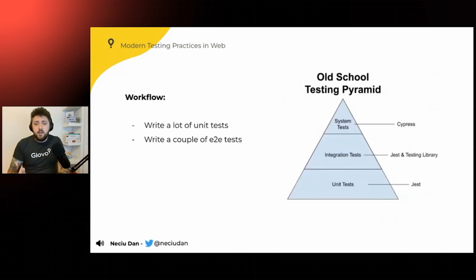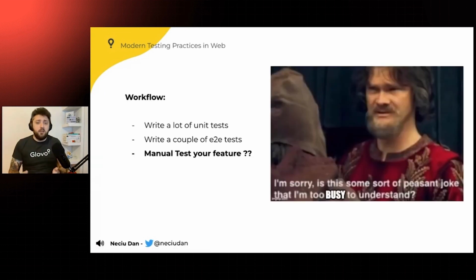And when I joined this company, I asked my buddy who was in charge of my onboarding, hey, how are we going to do this? How is the workflow inside the company? And they said, hey, you're just going to have to follow the old testing pyramid. You're going to write a lot of unit tests. You're going to write a couple of end-to-end tests. And then once the feature is ready, you just have to manually test your feature.